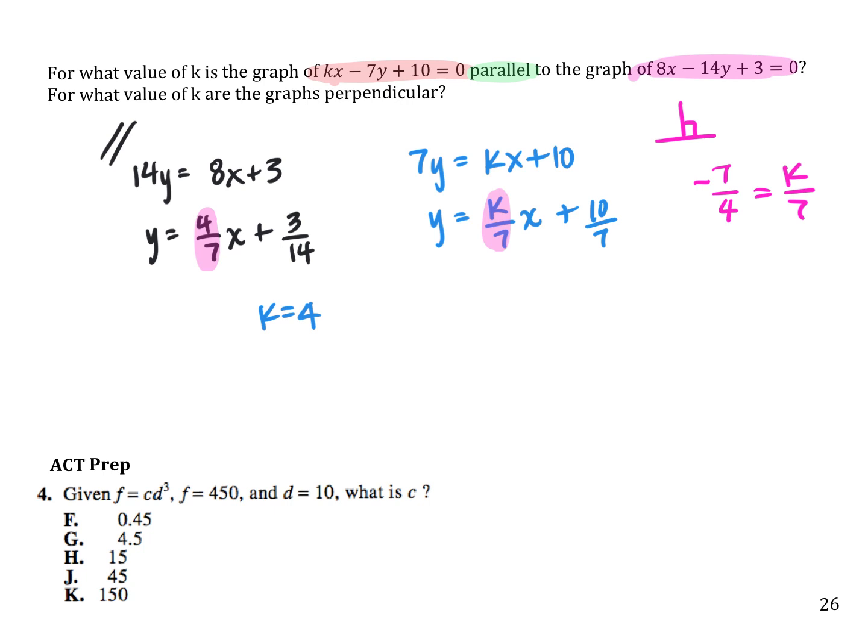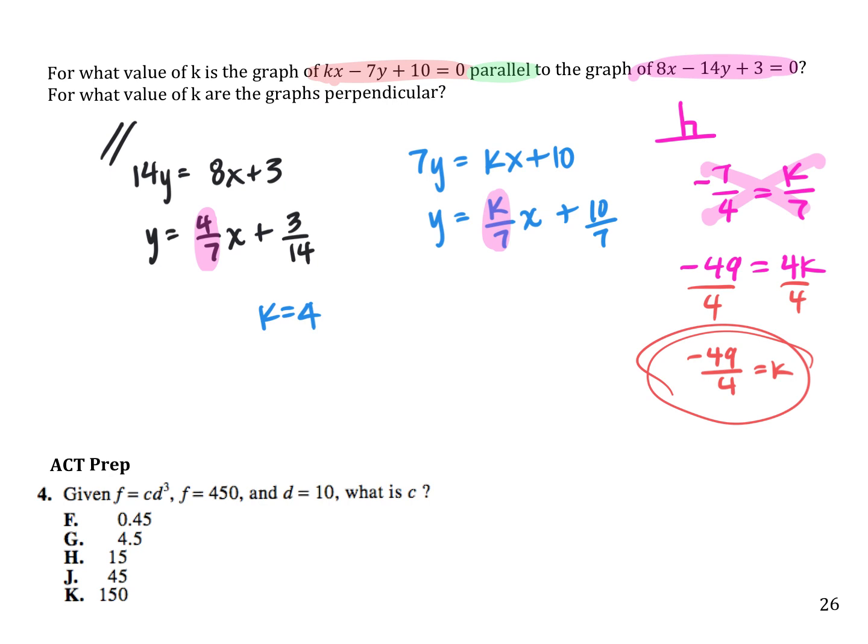What happens when you get two fractions equal to each other? You cross multiply. Negative 7 times 7 equals, what's k going to be? I know you guys, it's ugly. Negative 49/4. If we put it as a mixed number, it'd be negative 12 1/4, so we'll just leave it as an ugly fraction. Negative 49/4 over 7 will get me my negative 7/4. So this is my k value for the perpendicular. This is my k value for parallel.